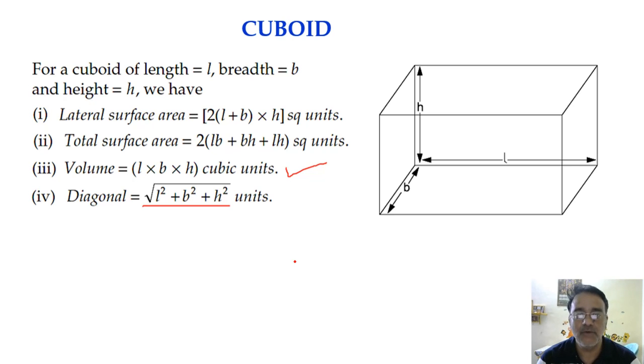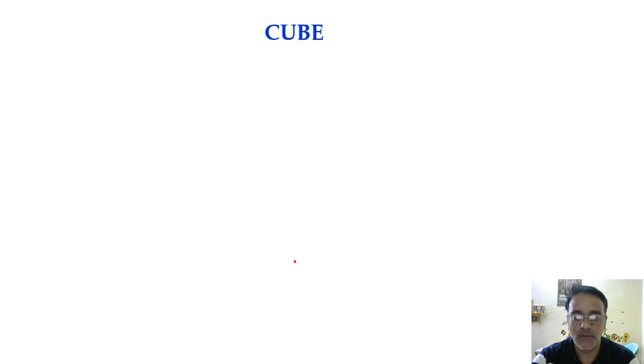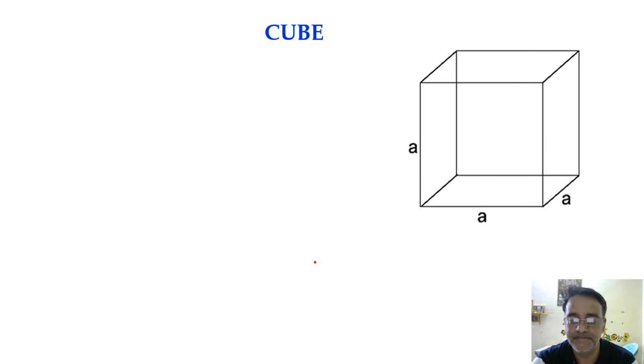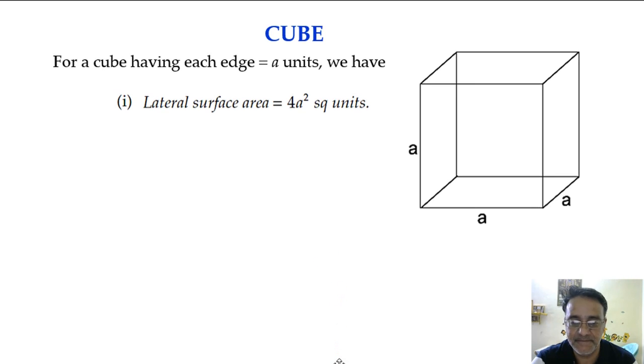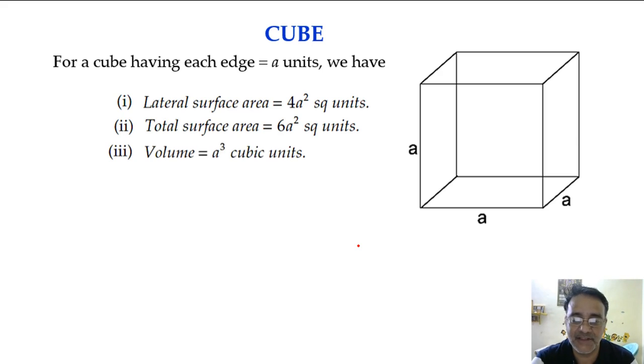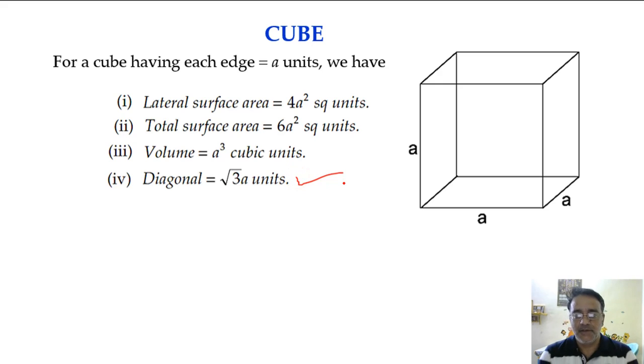Okay. So now we will move towards the cube. What is the lateral surface area of a cube? 4A square. Right. What is the total surface area? 6A square. Very good. And what is the volume? A cube. Right, very good. And what is the diagonal? Root 3 A. Okay.